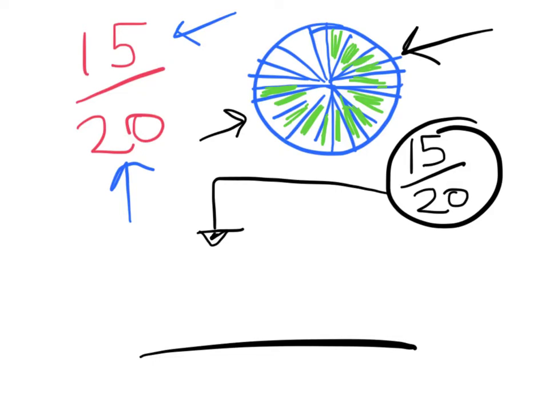Alright, the answer is 3/4. That is your simplified form of 15 over 20. 3/4. Let's show you how to get there.